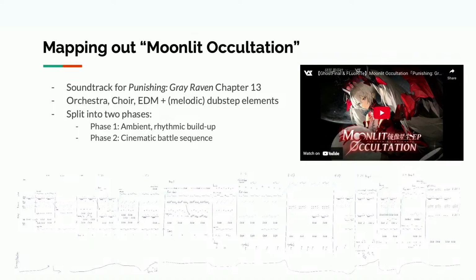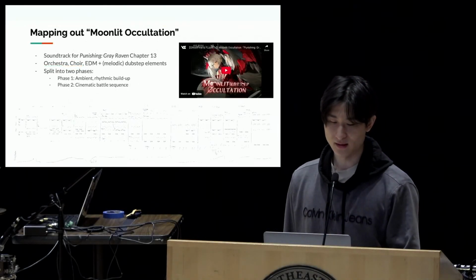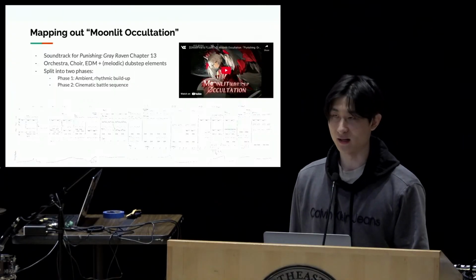So in this piece, it includes orchestra, choir, EDM, and melodic dubstep, and it's split into two phases because there are two phases of the battle sequence. The first phase is the ambient rhythmic buildup, and then phase two is the cinematic battle sequence.